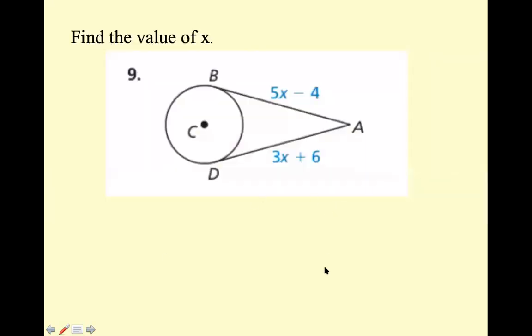This time we're asked to find the value of x. If you notice, we have this segment AB that's tangent to the circle and segment AD is tangent to the circle. And if you have two tangents that connect at the same point outside a circle, these two tangent segments have to be equal to each other. So I'm going to set this problem up as 5x minus 4 equals 3x plus 6.